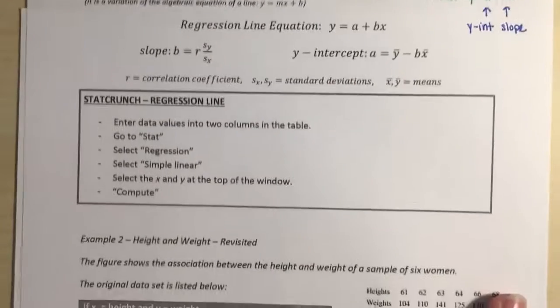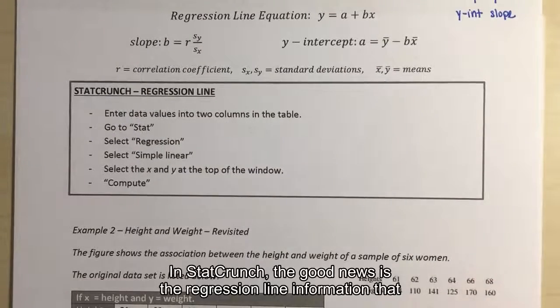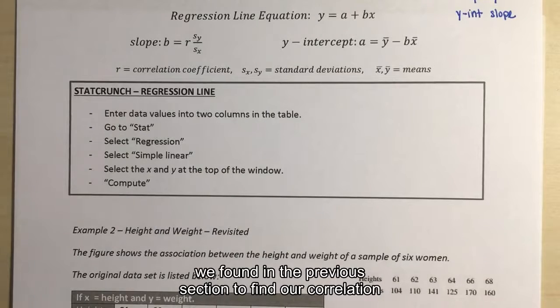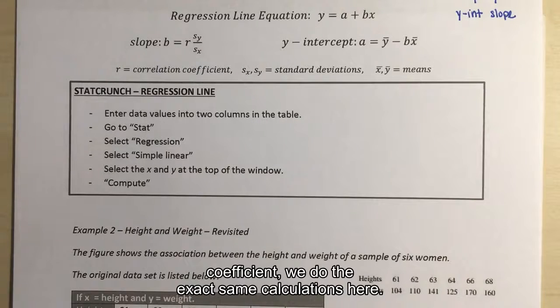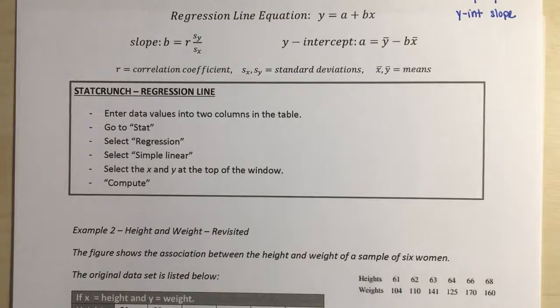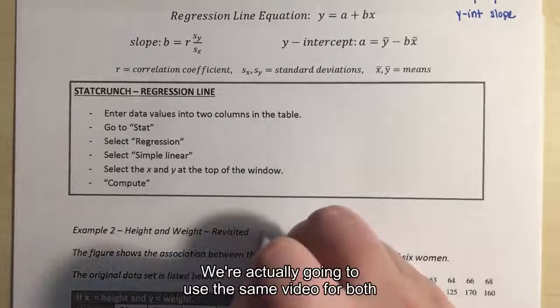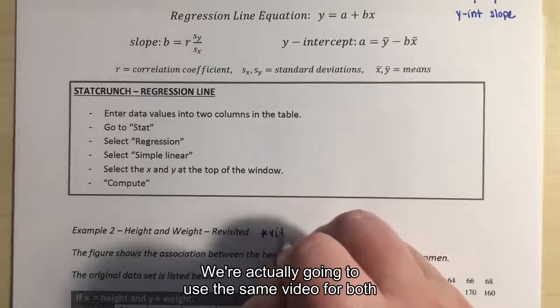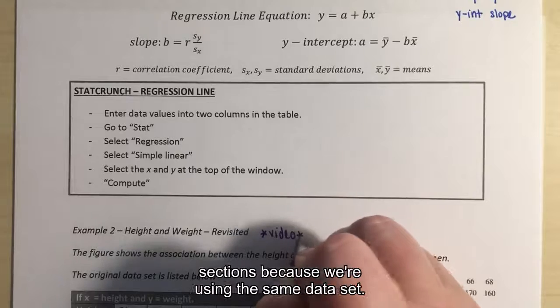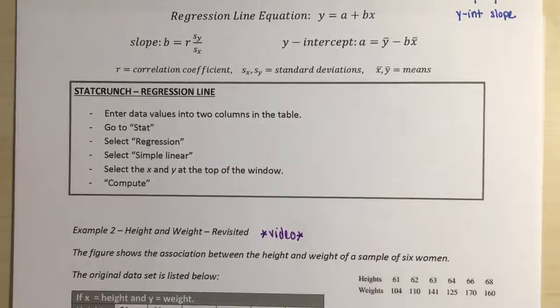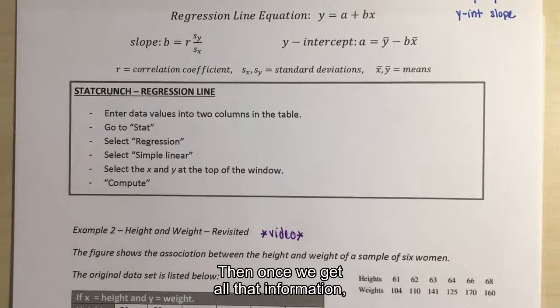In StatCrunch, the good news is the regression line information that we found in the previous section to find our correlation coefficient, we do the exact same calculations here. So we're going to connect this. We're actually going to use the same video for both sections because we're using the same data set. And then once we get all of that information, we'll continue to talk a little bit about that.